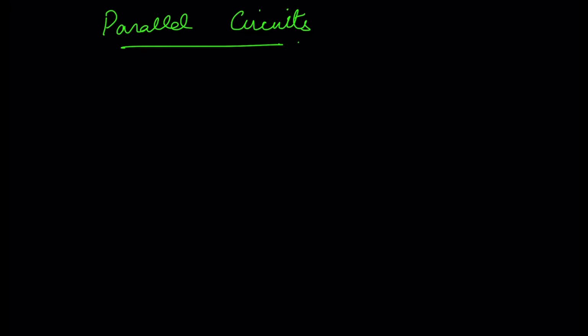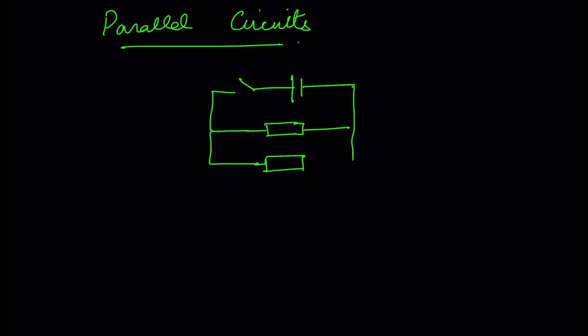Alright, so now let's discuss the parallel circuits. So let me just draw a parallel circuit, and then we'll discuss how the current, the voltage and the resistance, how they behave in a parallel circuit. So that's the cell attached with the switch. Over here I have a resistor. There's another resistor. I'll call this R1, this R2, and this is the switch.